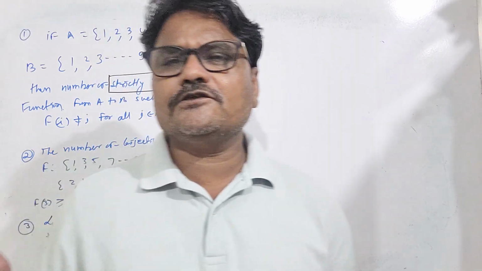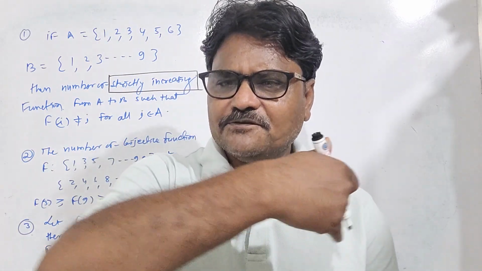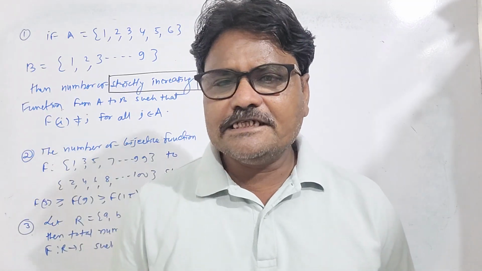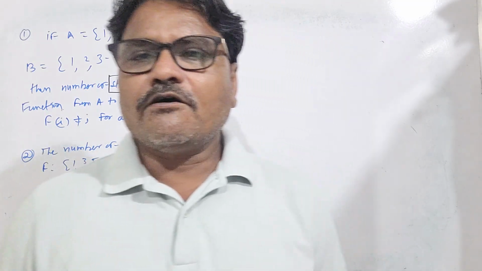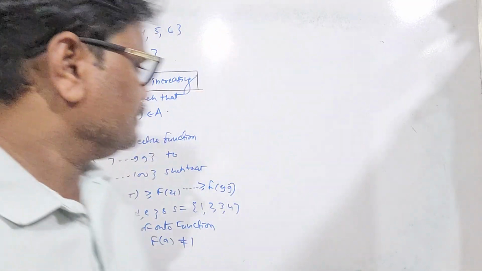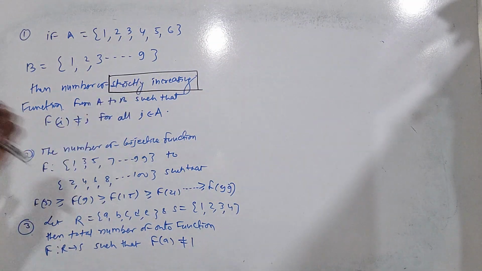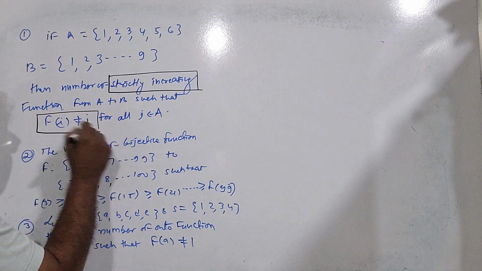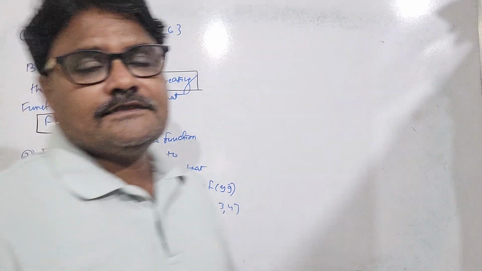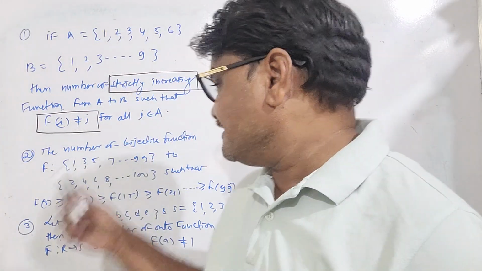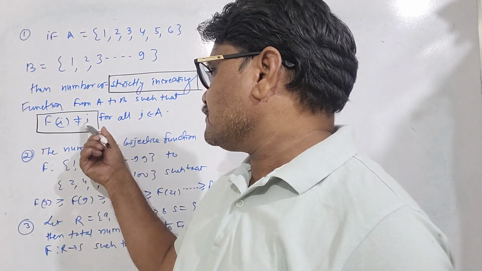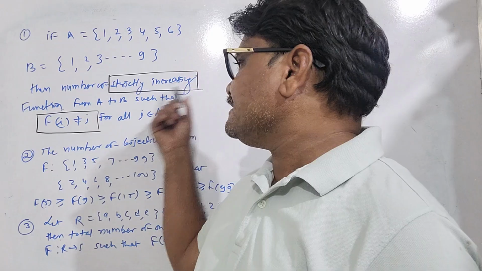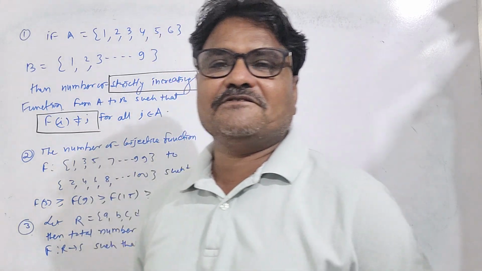For example, y is equal to x, a straight line, is a strictly increasing function. When we increase the input, the output also increases. That is the strictly increasing function from set A to B. But the condition is that f(i) should not be equal to i, for all i belonging to A. This is super important to solve such problems. So there are two conditions: the function should be strictly increasing and also f(i) should not be equal to i.